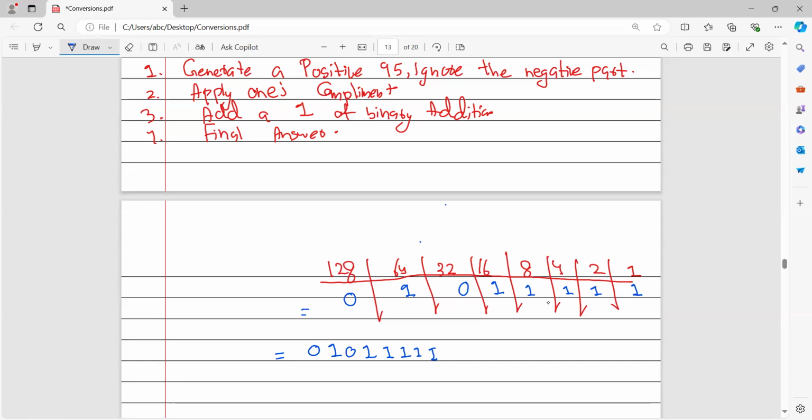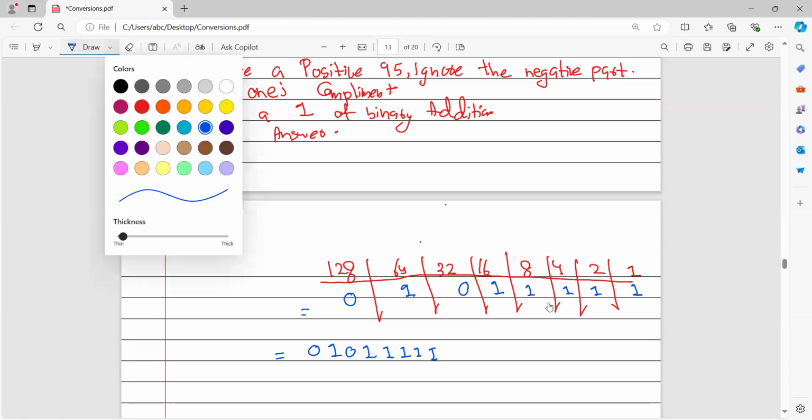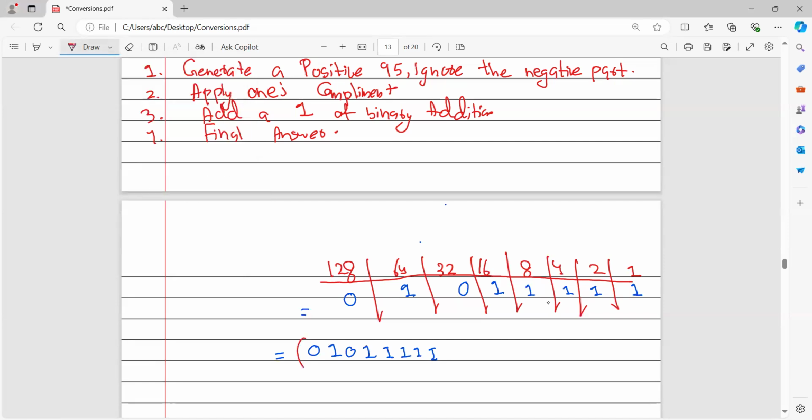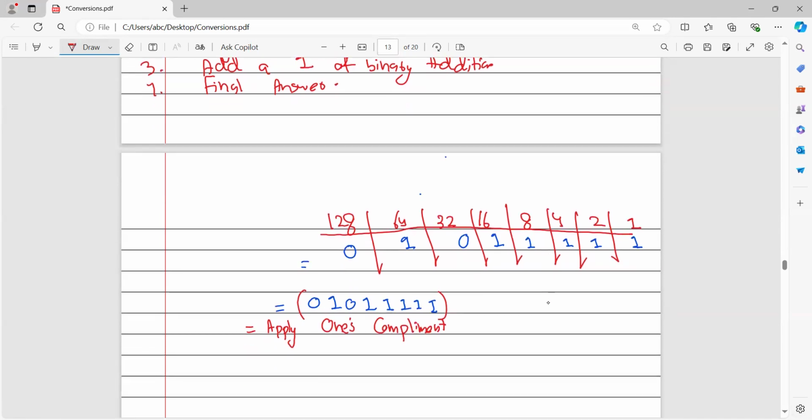Just after that, what you need to do is apply one's complement on this answer. If I apply one's complement right here, the answer is going to be like 1, 0, 1, 0, 0, 0, 0, 0.